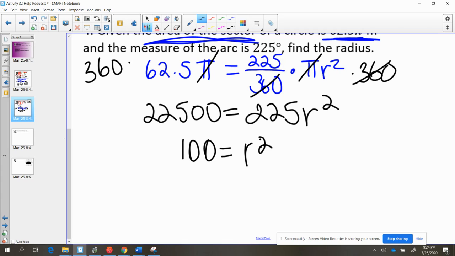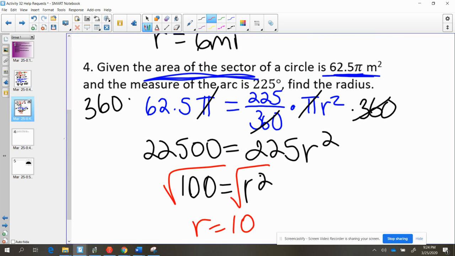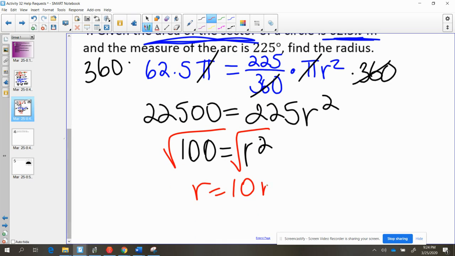Now a reminder, r squared is different than 2r, right? We are not just going to divide 100 by 2. What we need to do is square root in order to get r by itself. Okay, so r this time is going to be 10 meters. That's our units. So 10 meters or 10 is your answer there. Okay, so hopefully that clears up some of your questions on that type of problem.